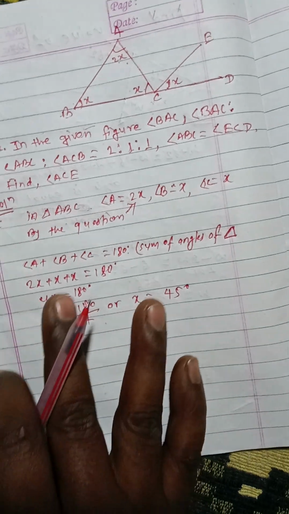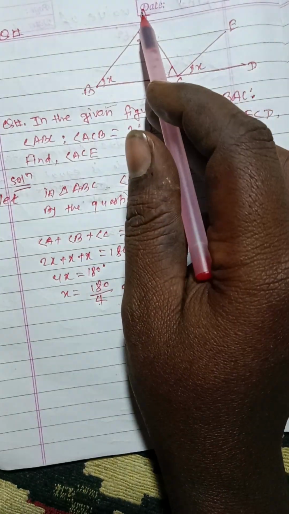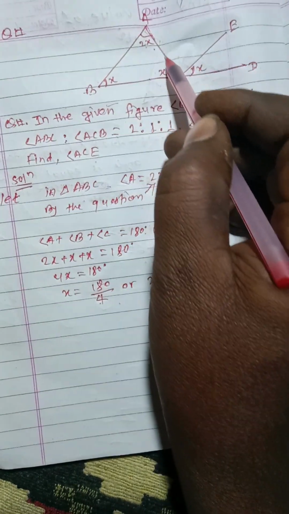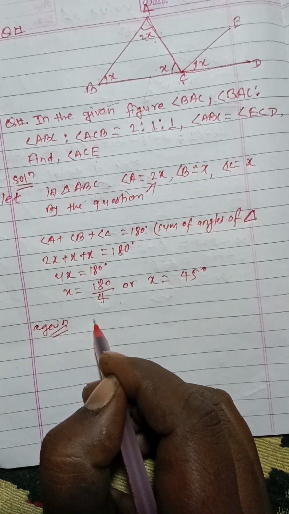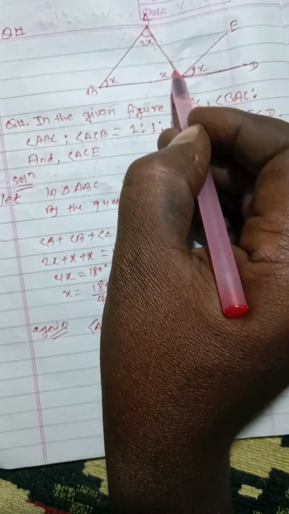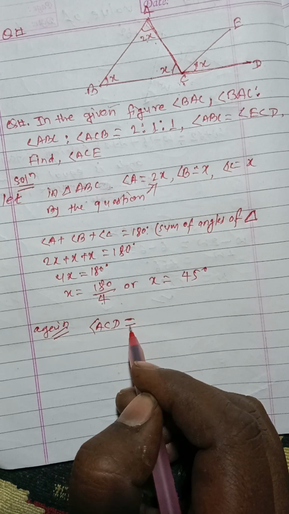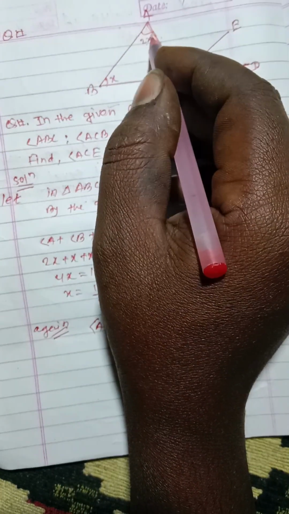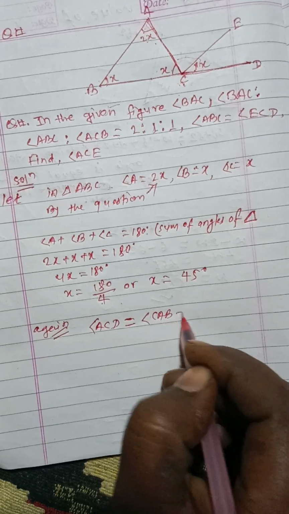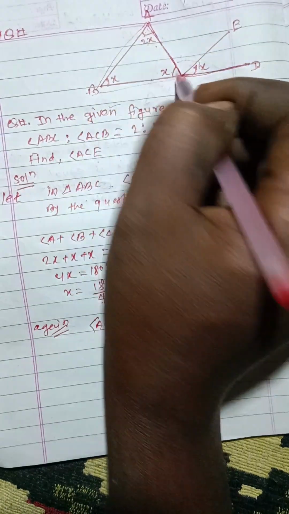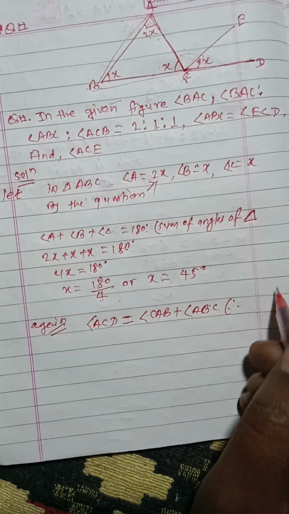And then next, we have to find angle ACD. Angle ACD equals, because this is the exterior angle and opposite angles, angle CAB plus angle ABC, and I have to write the reasons.